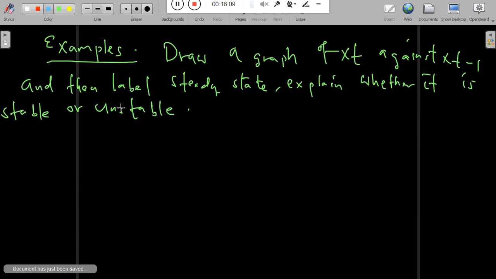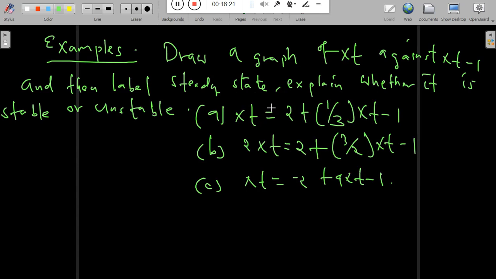Now let's look at another example. Draw a graph of xt against xt minus 1 and label the steady state to explain whether it is stable or unstable. Let's try to perform these two examples, beginning with A and B. After understanding A and B, there will be homework for yourself to perform on C, so as to prove your performance on what you have captured on the topic.